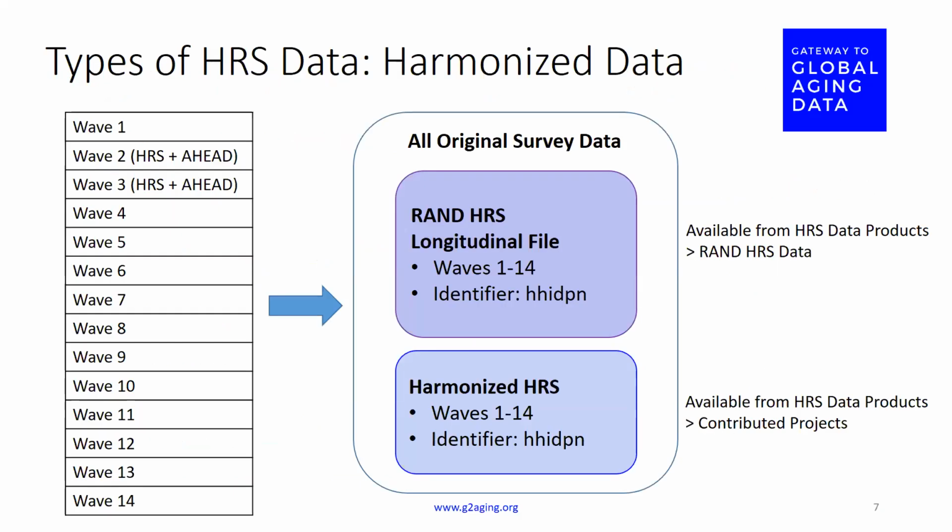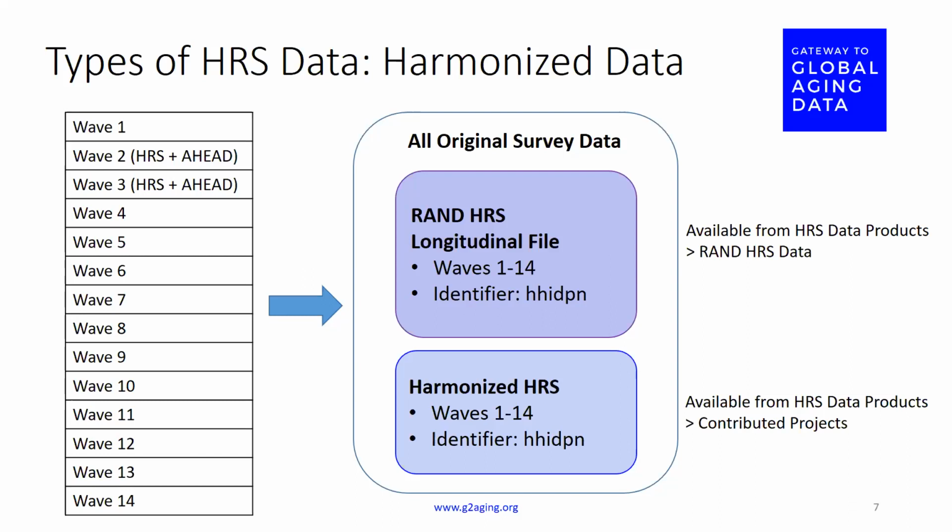The next type of data is harmonized data. I'll explain harmonized data in a little more detail later, but basically it takes a subset of the original survey data and creates new research-ready variables that are defined as similarly as possible across waves. There are 2 main harmonized data sets for the HRS. The first is the RAND HRS Longitudinal file, which is created by RAND and was the first harmonized data set for the HRS. It is generally considered the main harmonized data set for the HRS and contains a large number of variables that you might find useful.